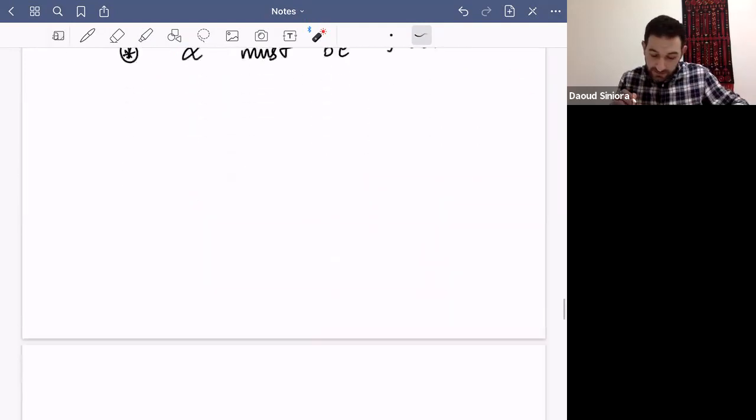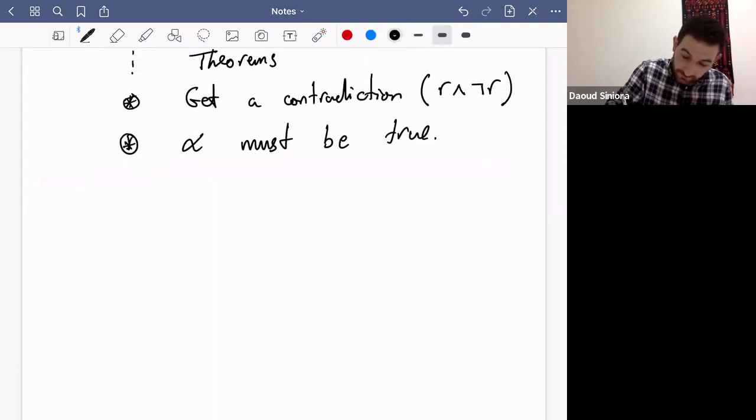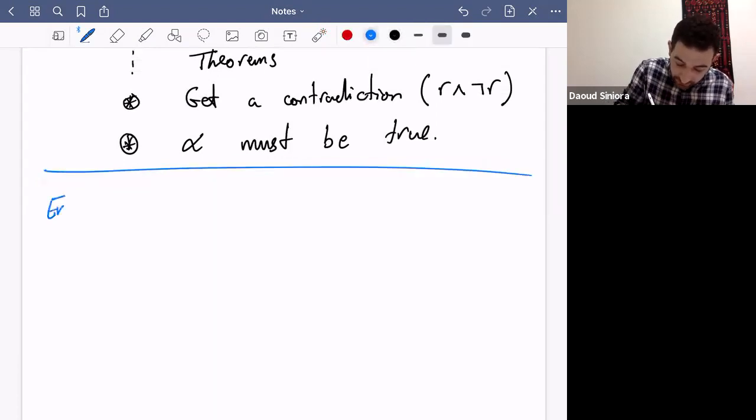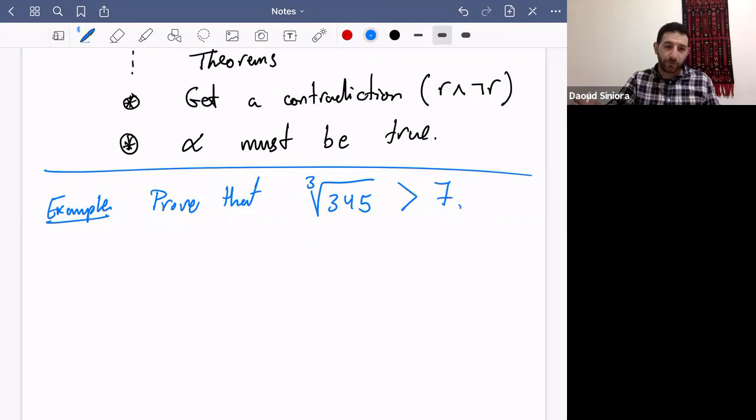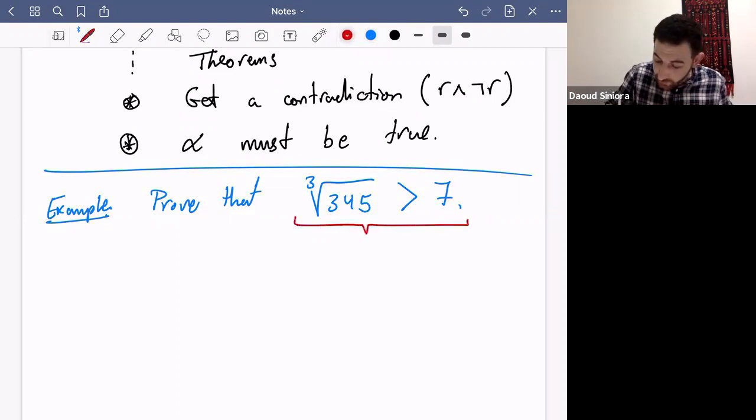Okay, so let's take a quick example. Example, prove that the cubic root of 345 is strictly bigger than 7. Okay, so we want to prove this. One way to do it is to calculate using a calculator what is the cubic root of 345 and check if it's strictly bigger than 7. Well, another way to do it is proof by contradiction. We can prove this by contradiction. So this is our statement alpha that we want to prove by contradiction.